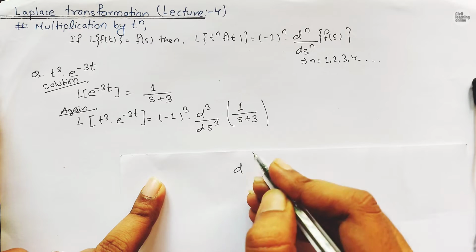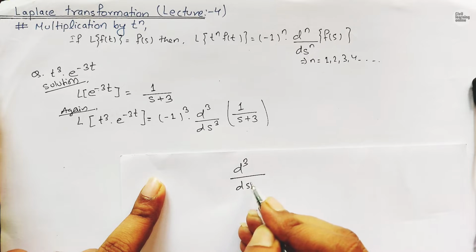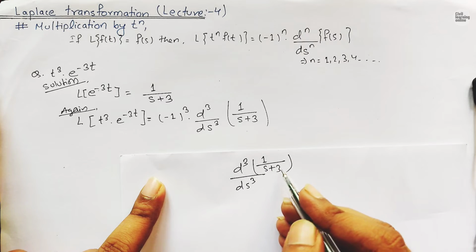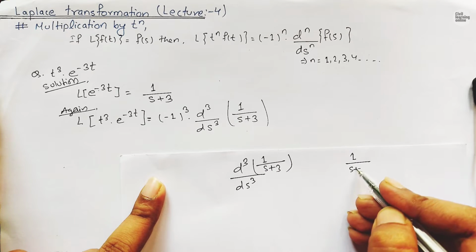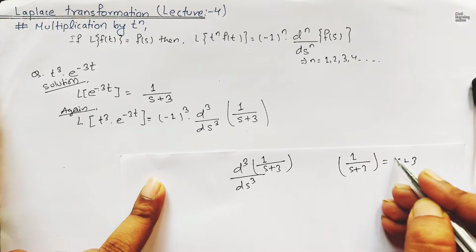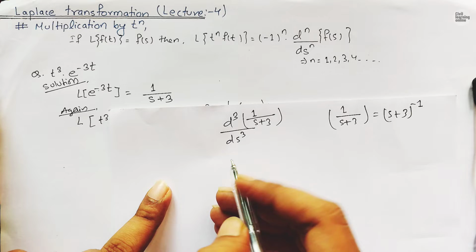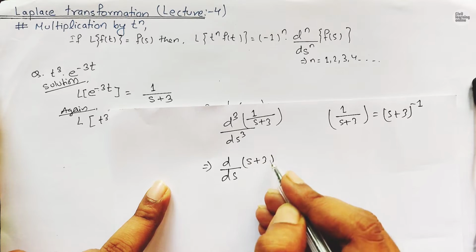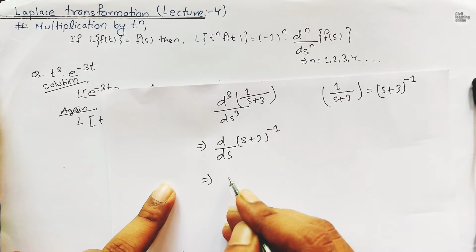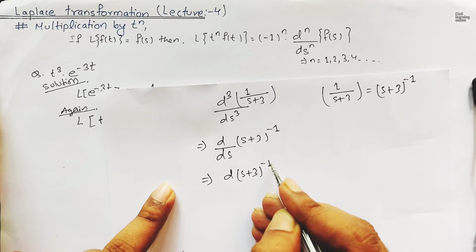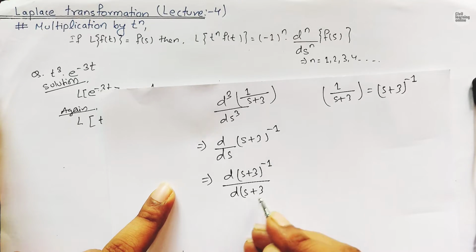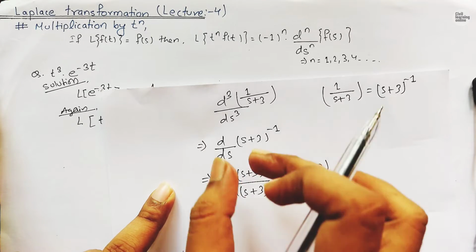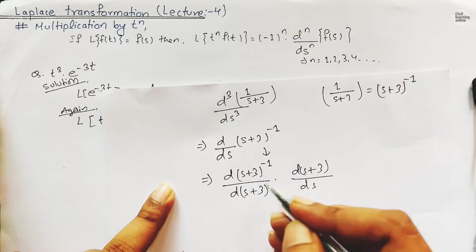Now let's learn to find the third derivative of 1 upon s plus 3. So we can rewrite 1 upon s plus 3 as (s plus 3) to the power minus 1. If we find the derivative the first time, I am going to write it here: it gets in the form of d(s plus 3) to the power minus 1 upon d(s plus 3) times d(s plus 3) upon ds. If we open this, then it will get this. This is the rule of derivative.